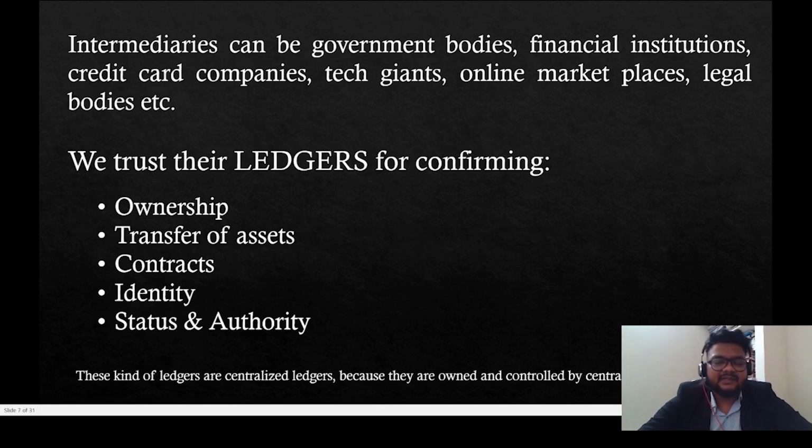I have taken the bank just as an example, but there are millions of intermediaries between you and me if we want to do some kind of transaction of value. These intermediaries can be government bodies, financial institutions, credit card companies, tech giants like Google and Facebook, online marketplaces that connect buyers and millions of sellers like Amazon, legal bodies. The point I am trying to make here is that any transaction of value must be recorded in some kind of ledger. Let's understand what a ledger is.